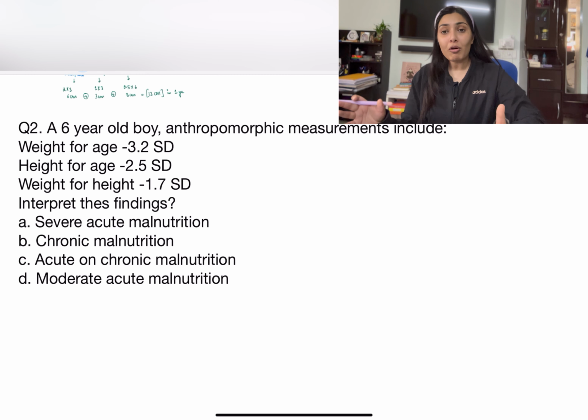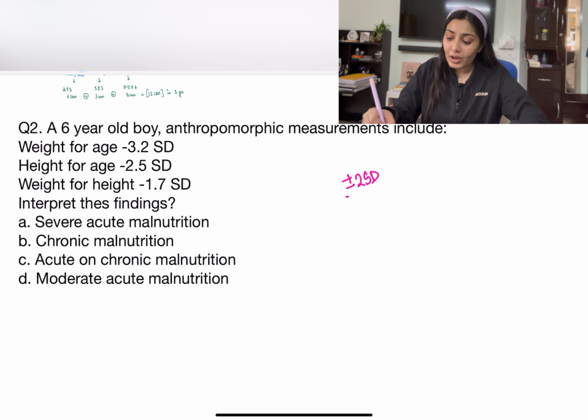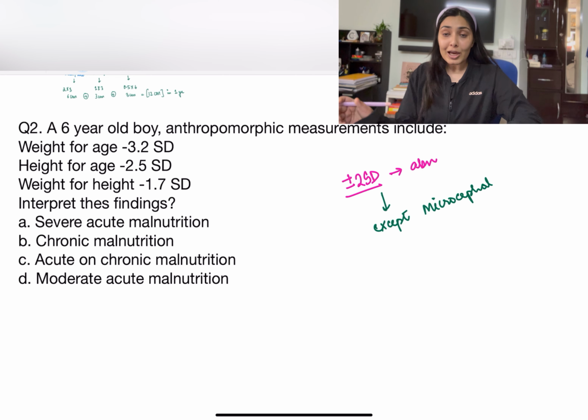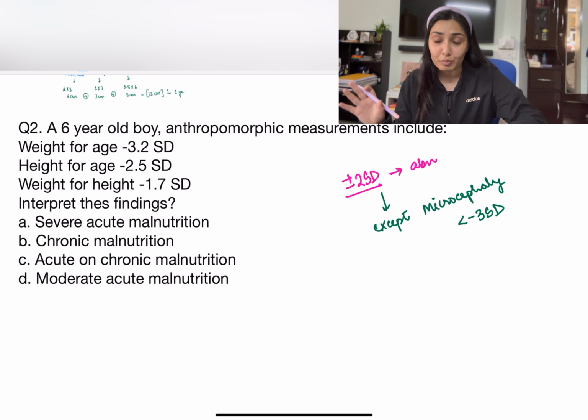First of all, we all understand that if your finding lies beyond ±2 standard deviation, it is considered abnormal, and the only exception here is microcephaly, small head. There the cutoff is -3 standard deviation. In all other conditions, something beyond ±2 standard deviation is abnormal, and anything beyond -3 or +3 standard deviation is severely abnormal.